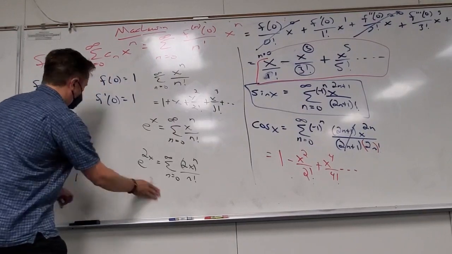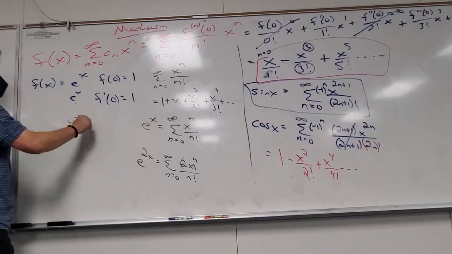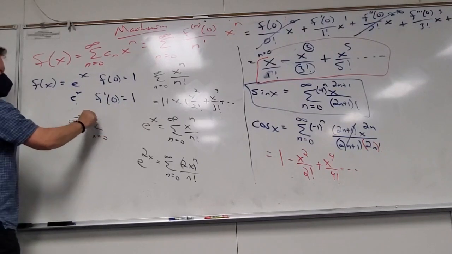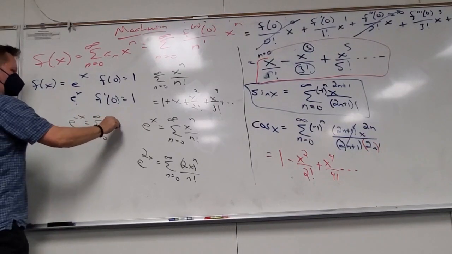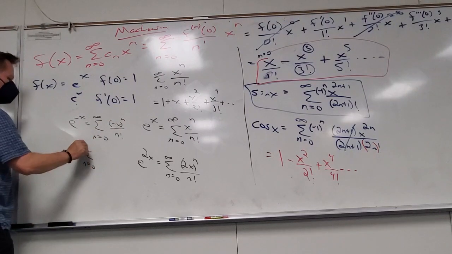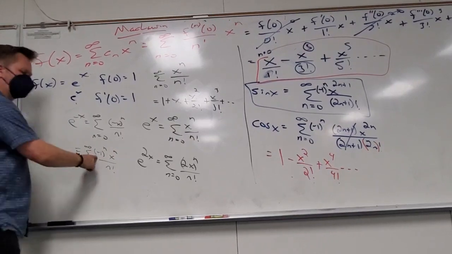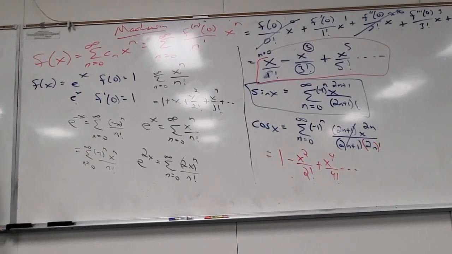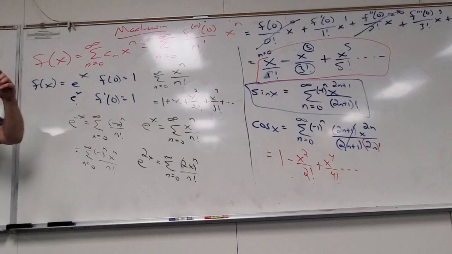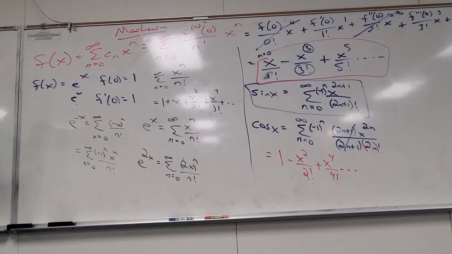So what's e to the negative x? In fact, let me put this up here. Sorry, I'm getting way down there. What's e to the negative x going to be? Parentheses negative x to the n over n factorial. Yeah, it'll be negative x to the n over n factorial, which you can write instead as negative 1 to the n, x to the n over n factorial. Nice alternating series, right?